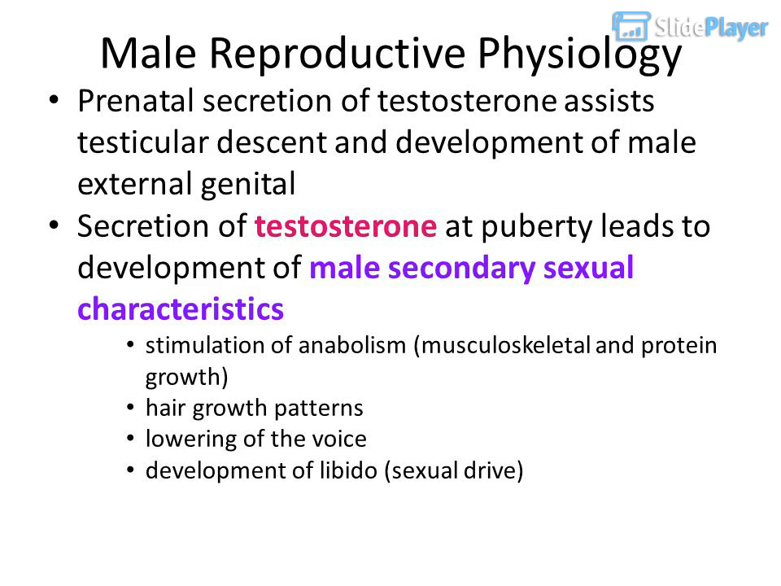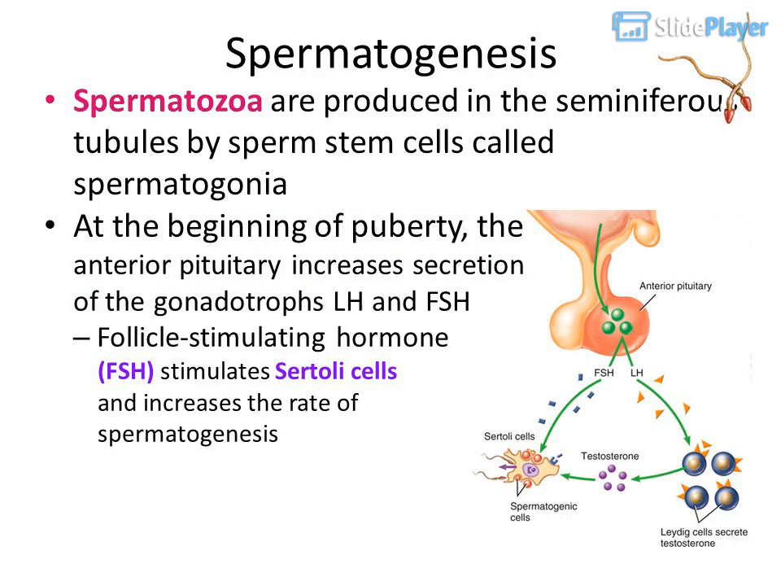Male reproductive physiology. Prenatal secretion of testosterone assists testicular descent and development of male external genitalia. Secretion of testosterone at puberty leads to development of male secondary sexual characteristics. Stimulation of anabolism, musculoskeletal and protein growth. Hair growth patterns. Lowering of the voice. Development of libido, sexual drive.